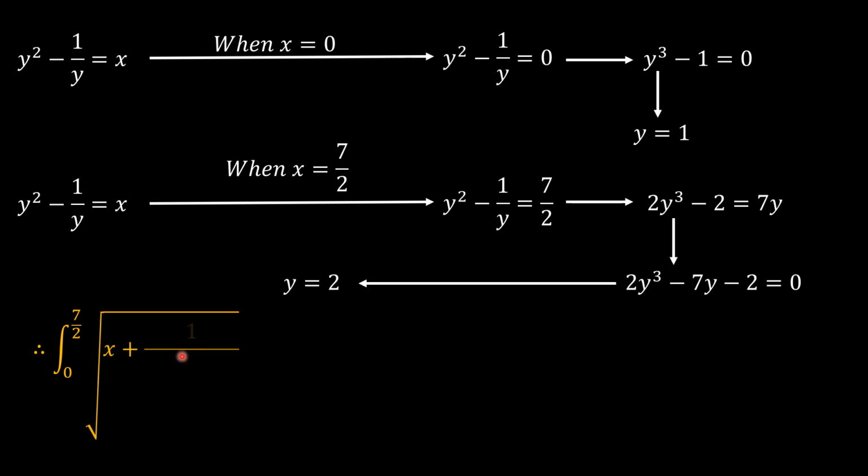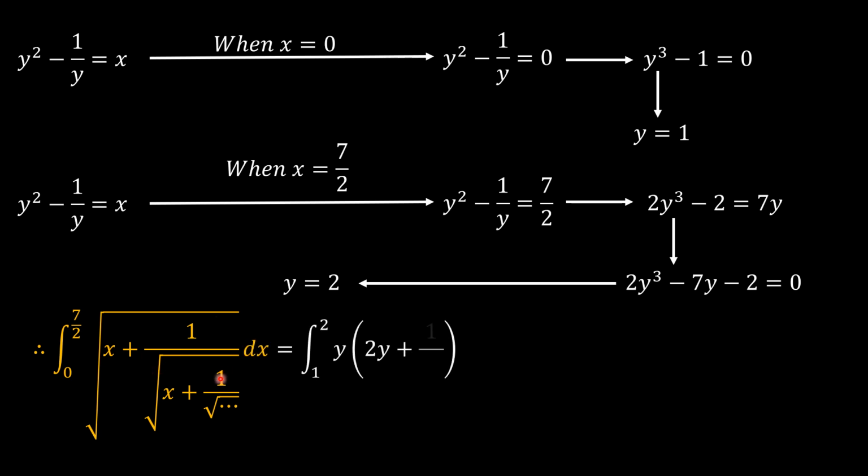Therefore, our integral here becomes the integral in the y domain of y in place of this, and then our dy, our dx was found to be 2y plus 1 over y squared dy. Limits, as we saw, 1 and 2 as the upper limit.